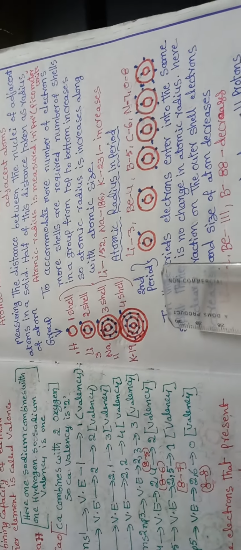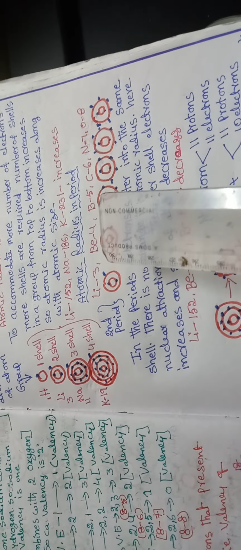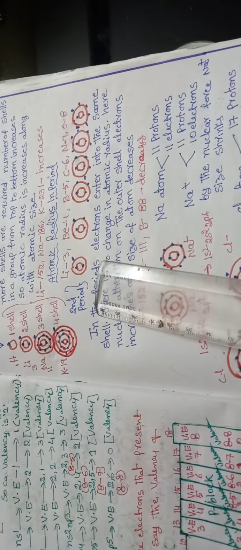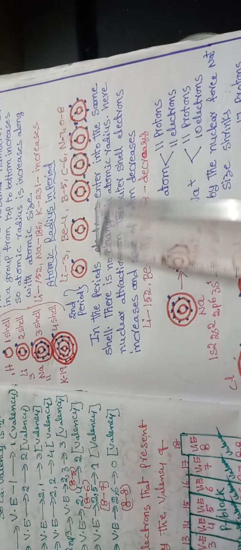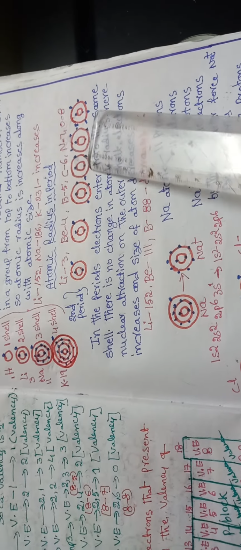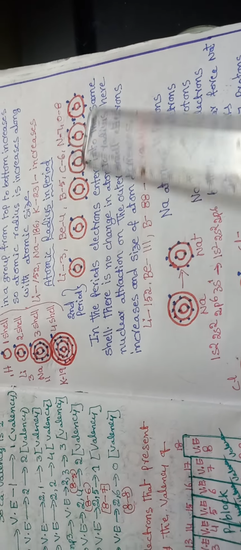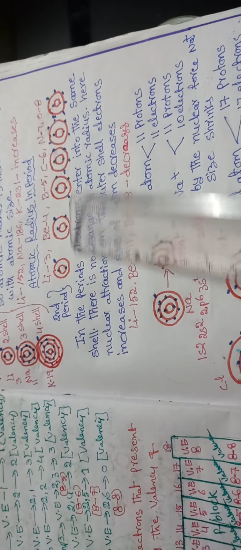Next, atomic radius in a period. The second period is taken here. Lithium 3, beryllium 4, boron 5, carbon 6, nitrogen 7, oxygen 8 electrons. Here we can see 2 shells are there. In each atom only 2 shells are there. The electrons are added one by one in the second shell. So in the periods, electrons enter into the same shell, the second shell.